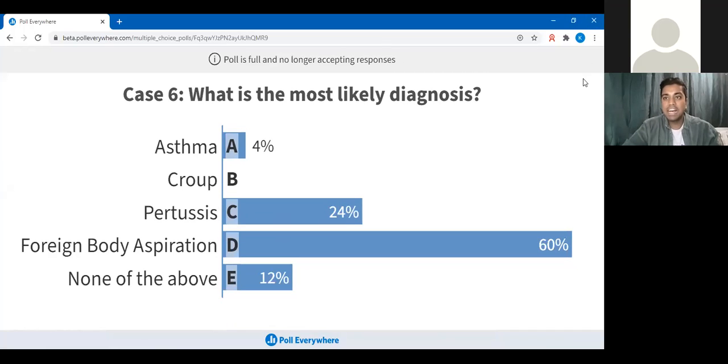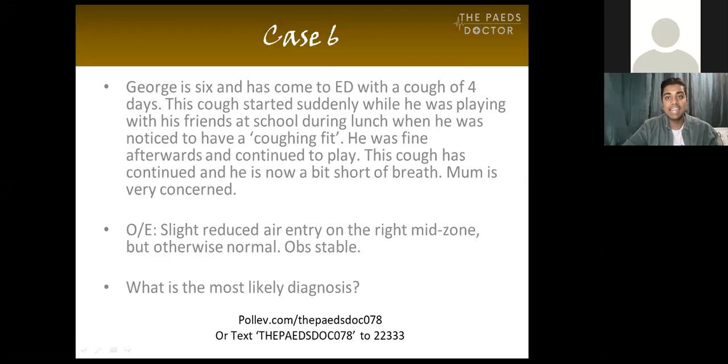Okay, a bit of a mixed bag with this question. So we got 60% thinking foreign body aspiration, a few thinking pertussis, and a few think it's none of the above. Okay. So I want to let you guys tell me what are the buzzwords in this scenario that say it's what you think it is. Coughing fit, yeah. Right mid-zone, sudden, yeah. Normal obs, yeah.